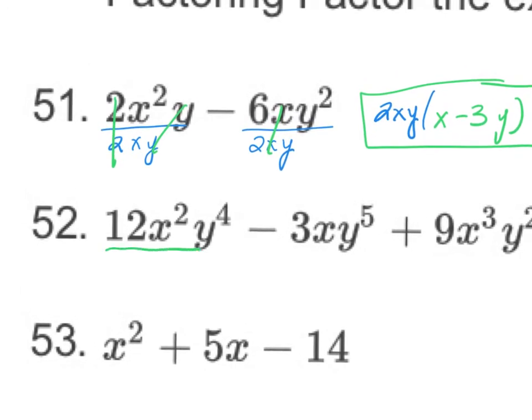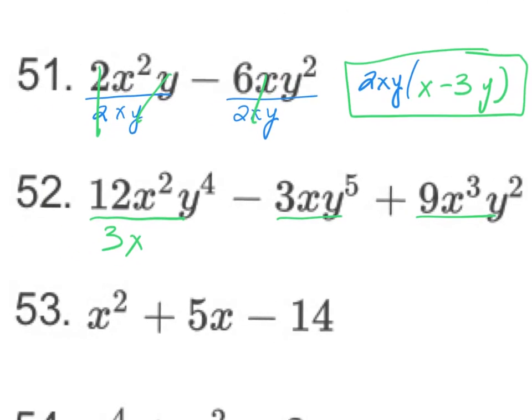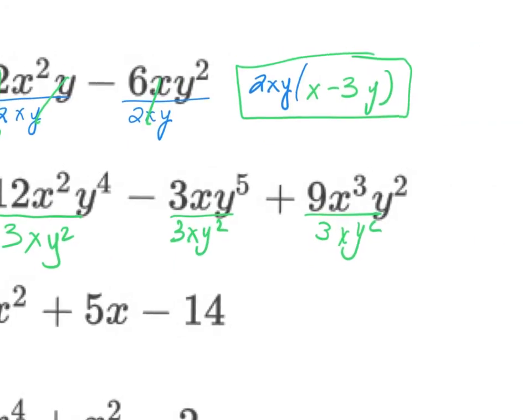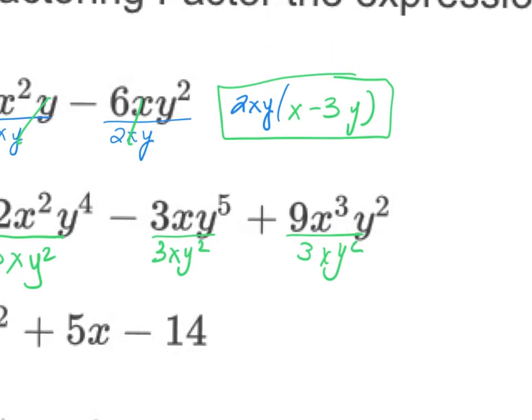Well, I can take a 3 out of all 3 of these terms. I can take at least one x out of all 3, and I can take at least 2 y's out. So 3xy squared, 3xy squared. So when I do that, ladies and gents, watch. My 3xy squared is out in front, and I write that out in front, and then I do my simplifying.